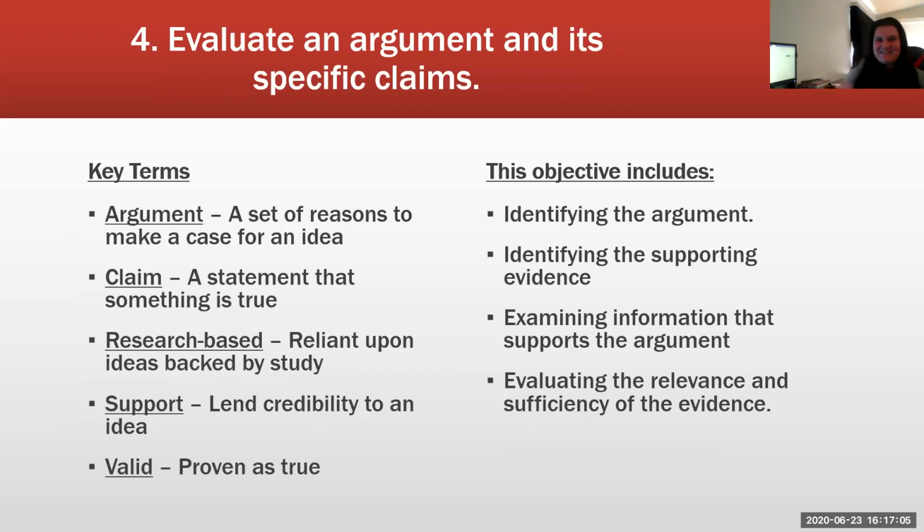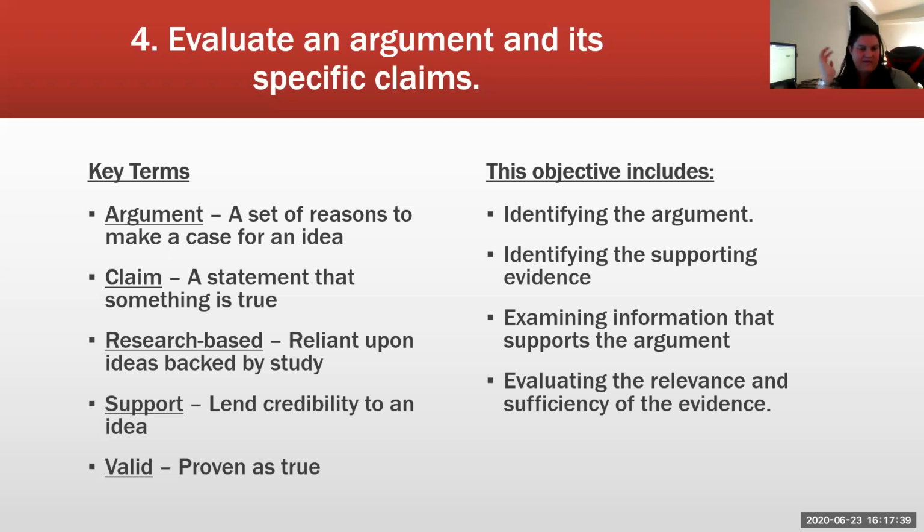Evaluate an argument and its specific claims. An argument is a set of reasons to make a case for an idea. Like, what's your argument for why peanut butter is better than Nutella? You have to bring these reasons to make a case for an idea. A claim is a statement that something is true. You can make a claim, but you have to be able to back it up with your support and your arguments. Research-based means reliant upon ideas backed by a study.